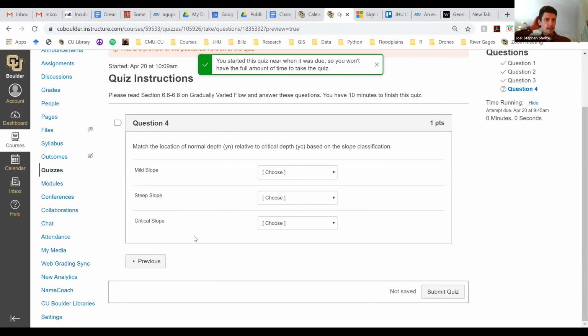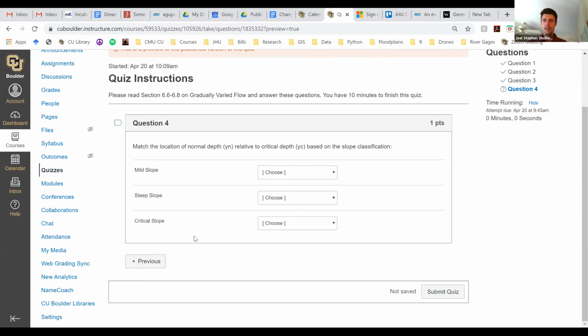Okay, then finally we need to match these things, and this is where we get into slopes. Is a slope mild or steep? Depends on the discharge, it depends on the normal depth relative to the critical depth, and that's how ultimately we determine this. So a mild slope, our normal depth is going to be greater than the critical depth. This means our normal depth is subcritical, which is a little counterintuitive because subcritical, remember, is slow and deep, and it's greater than critical depth.